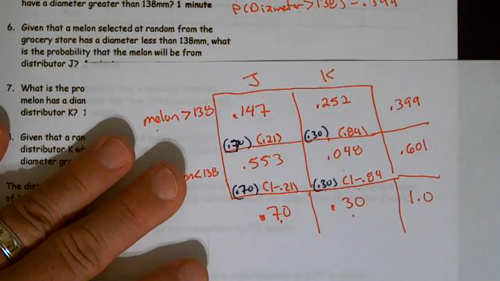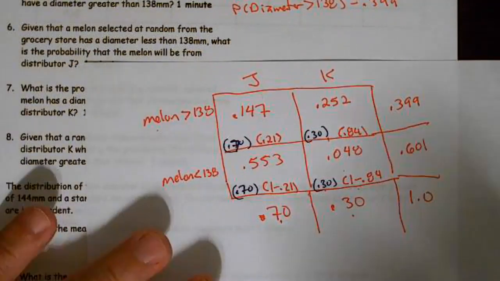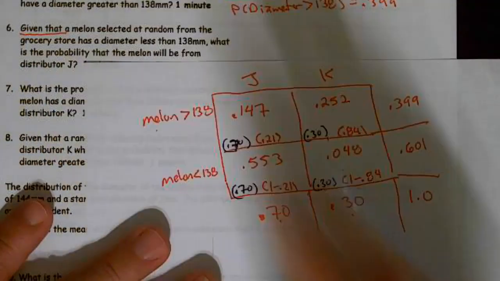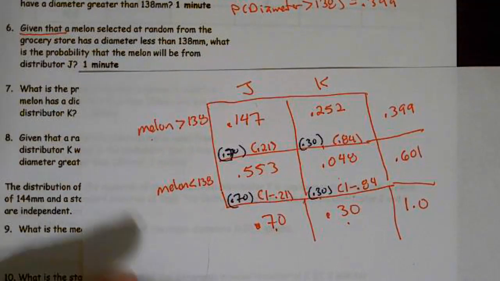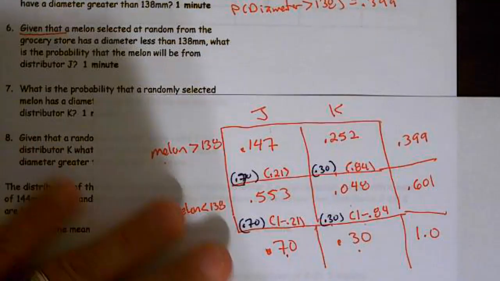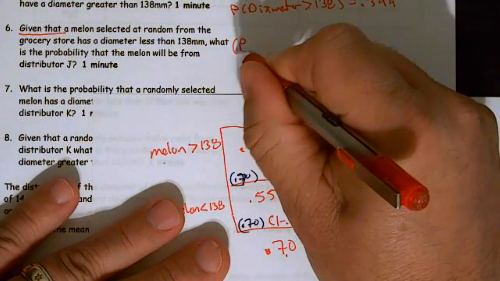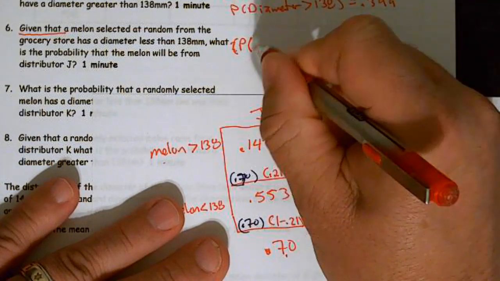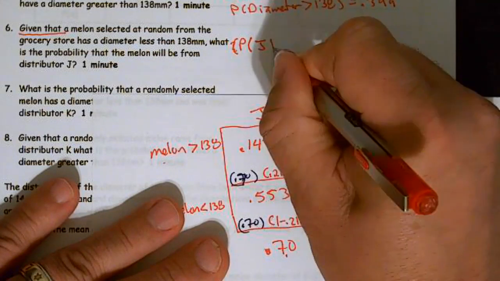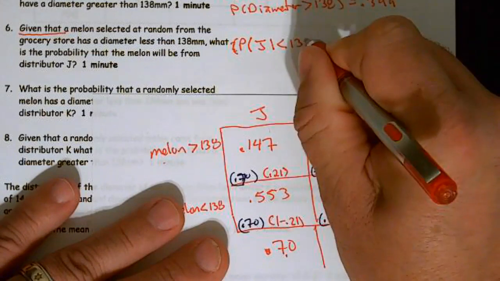All right, the next question. Given that a melon selected at random from the grocery store has a diameter less than 138, we have a given. What is the probability that the melon will be from distributor J? All right, so we want the probability that J, given that it's less than 138.